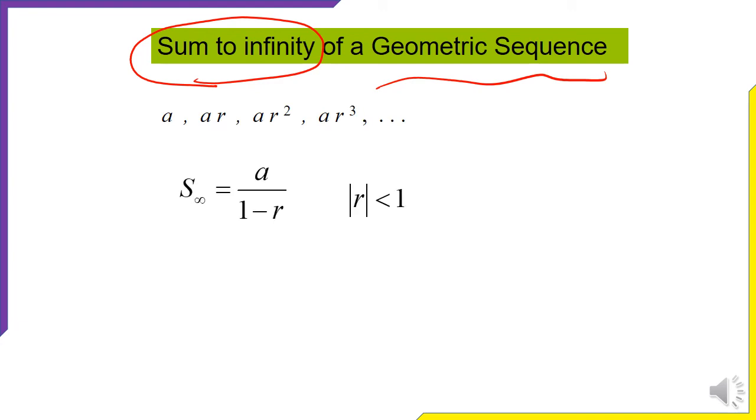Special for geometric sequence, we will have a sum to infinity. We don't know how to prove this formula, we just have to use it. If the question asks you to find the sum to infinity, we can use this formula: S infinity equals a over 1 minus r, where absolute r is less than 1, which means that r is in between -1 and 1.